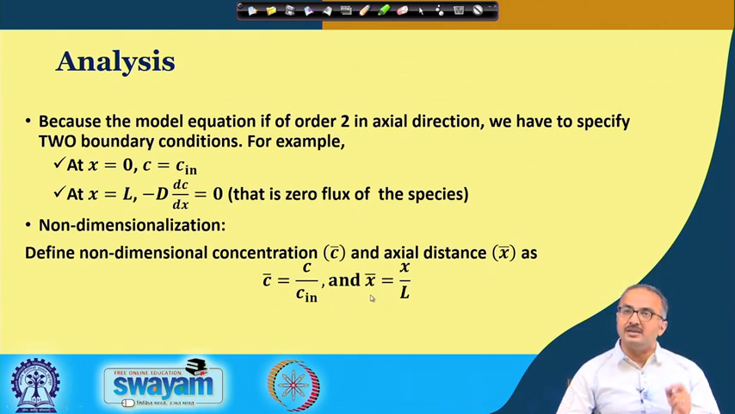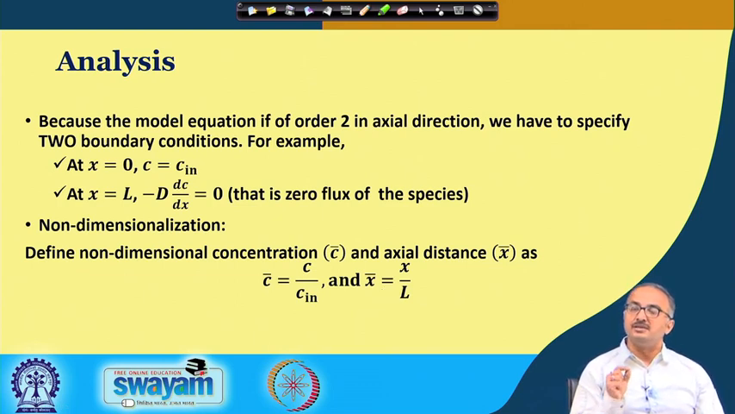Similarly, when you look at x over bar, at the starting x is 0 and at the end of the reactor x is equal to L. In that way you find that x over bar also has a domain between 0 and 1. And how does it help? This kind of situation is called normalization. That means we are normalizing the variable, restricting the values between 0 and 1.